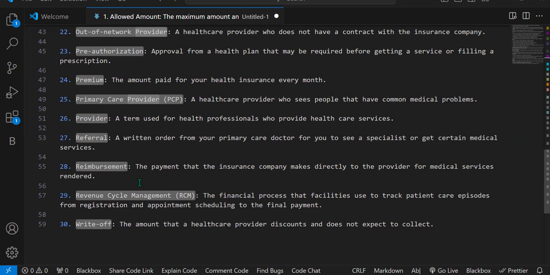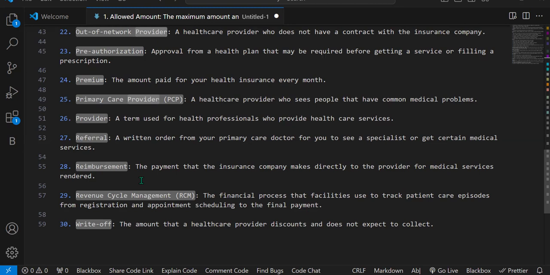Revenue cycle management: the financial process used to track patient care episodes from registration and appointment scheduling to the final payment. What is revenue cycle management? The financial process used to track patient care episodes from registration and appointment scheduling to the final payment. That is revenue cycle management, as we discussed in earlier classes. We will see in depth what revenue cycle management is in further classes.